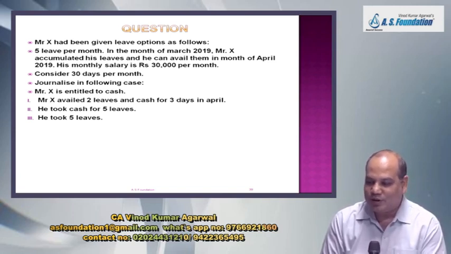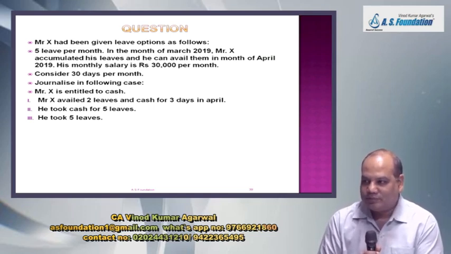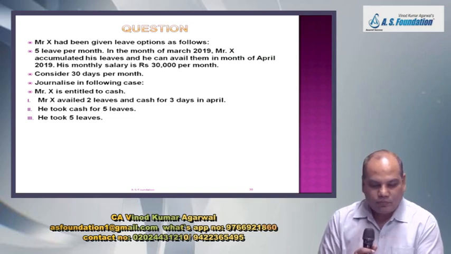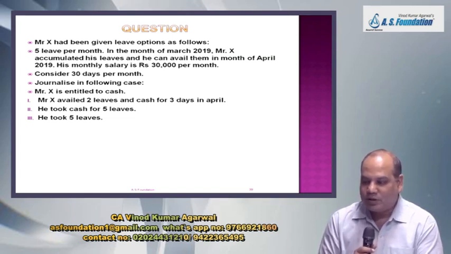Mr. X accumulated his leaves and he can avail them in the month of April 2019. His monthly salary is rupees 30,000 per month.